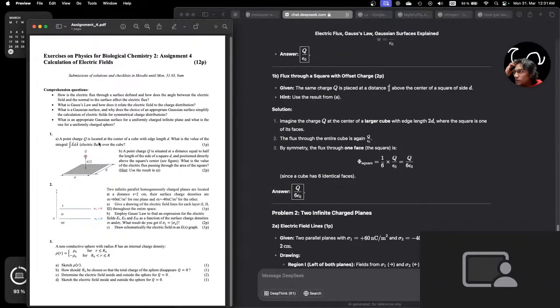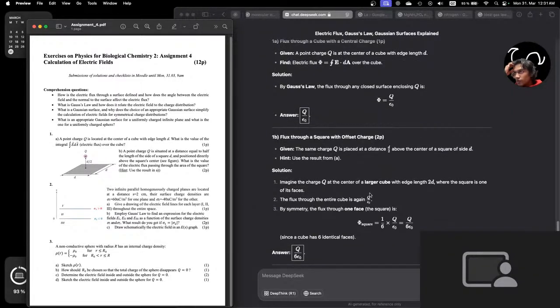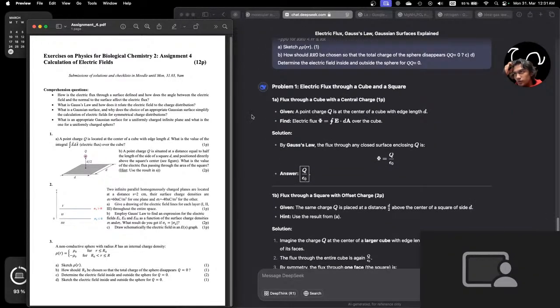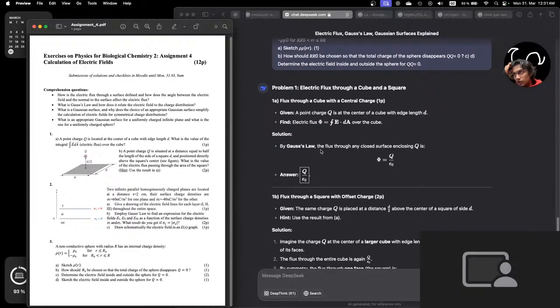A point charge is located at the center of the cube with the edge length d. What is the value of the integral over the cube? So, according to Gauss law, I forgot the name. The flux through any closed surface Q is Q by epsilon zero.